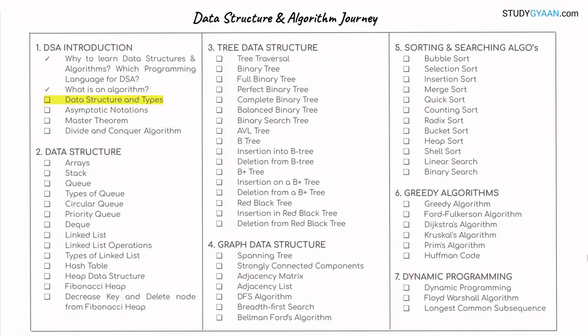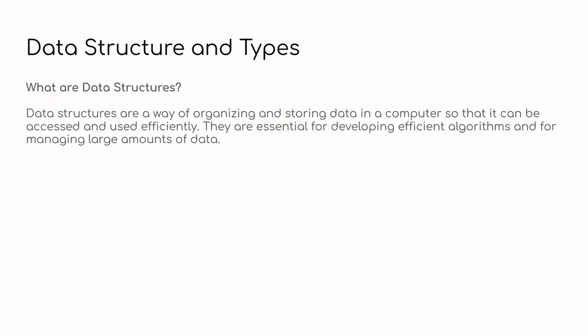So in this video, we will be learning about what data structures are and their types. So let's get started. What are data structures? Data structures are a way of organizing and storing data in a computer so that it can be accessed and used efficiently. Data structures are very essential for developing efficient algorithms and can be used for managing large amounts of data.